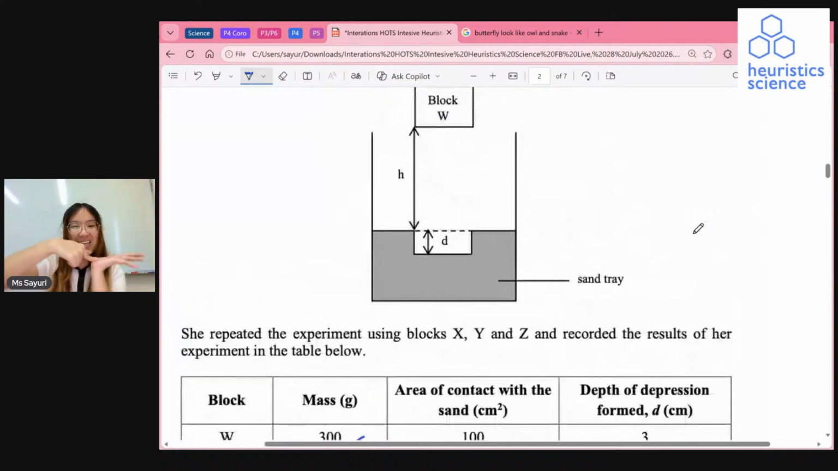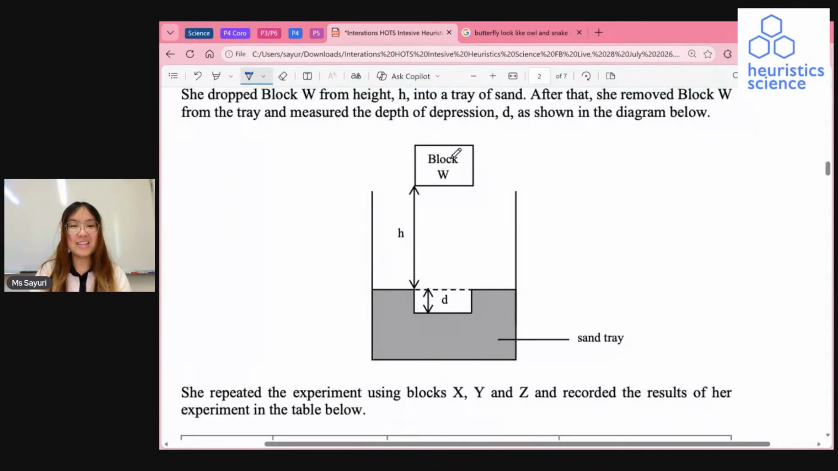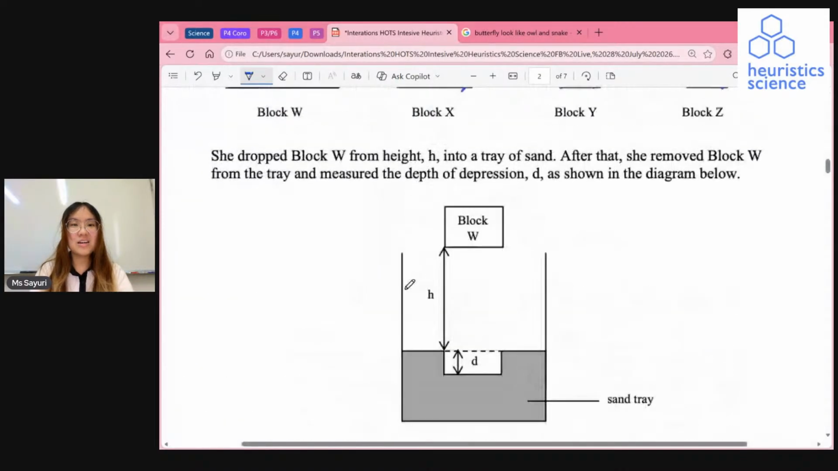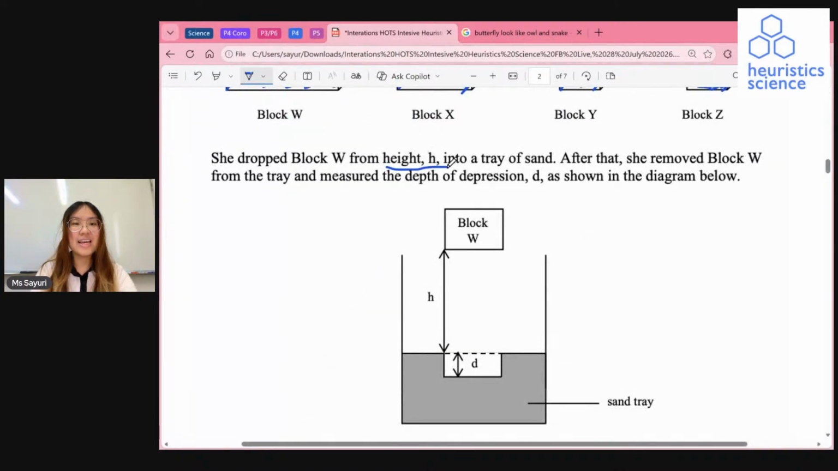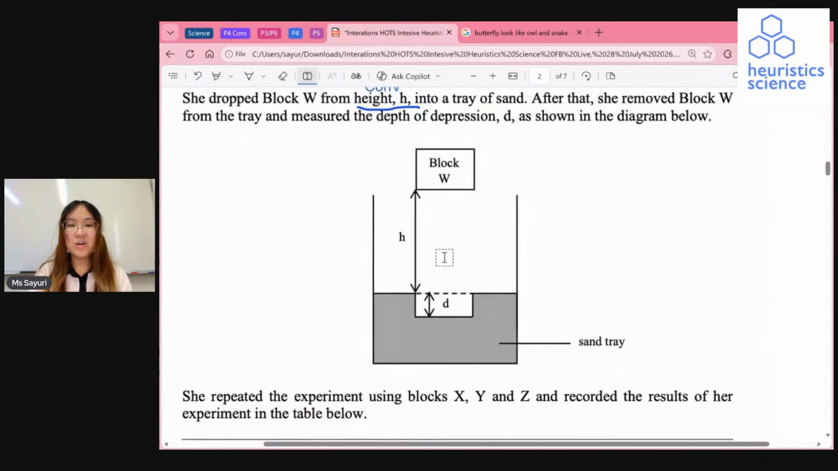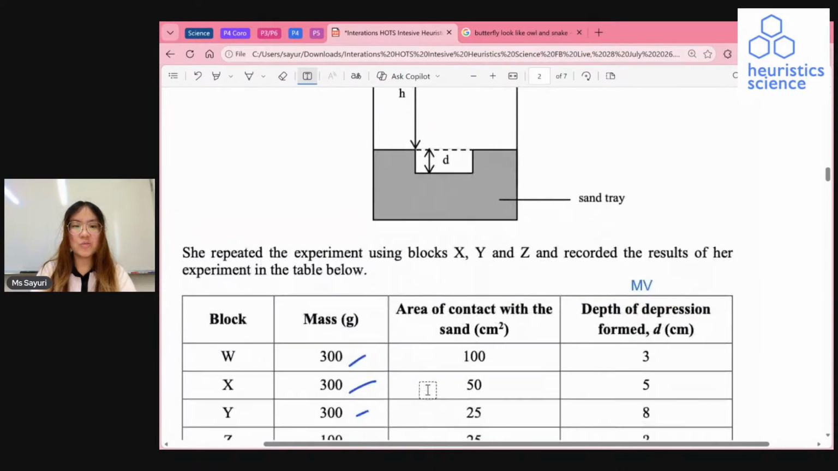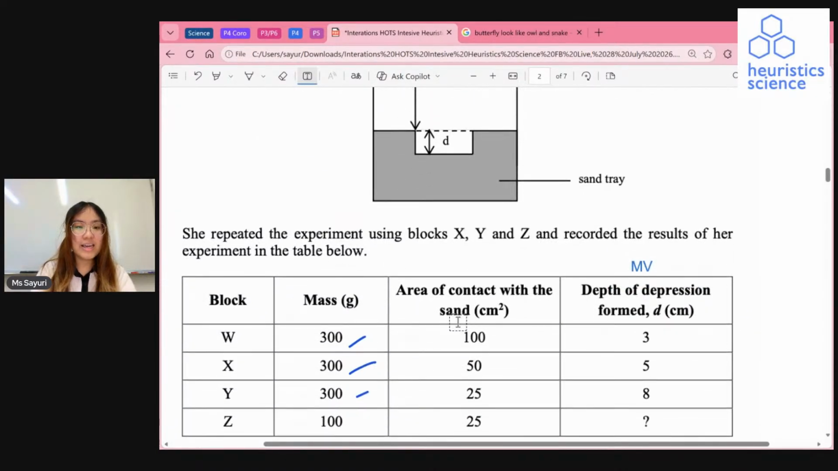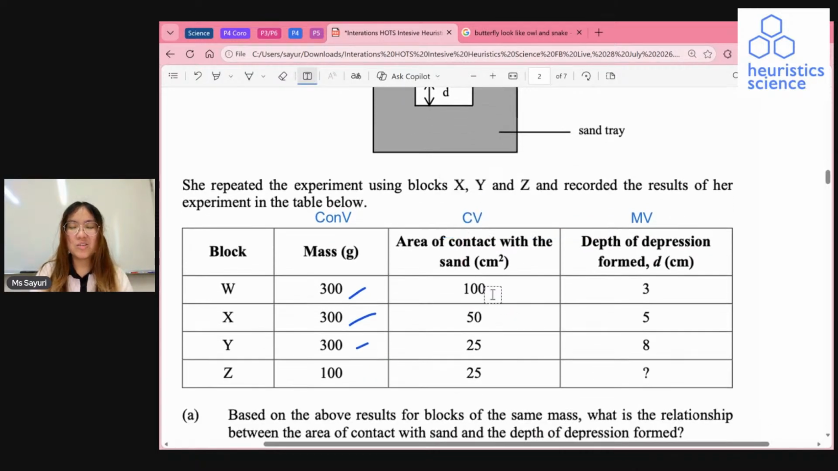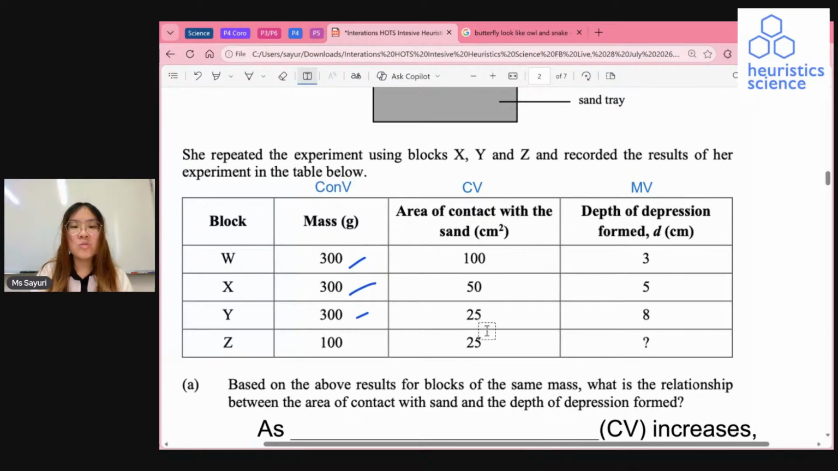Depression is when you press in, how deep does it go? So, if you were to drop it at the same height every time, this H is going to be your constant variable. Can you see that? Okay, and you're going to measure the depression of the sand, which is the measured variable, and it looks like you also keep the mass the same. And you are changing the area of contact, so you could look from here or here.